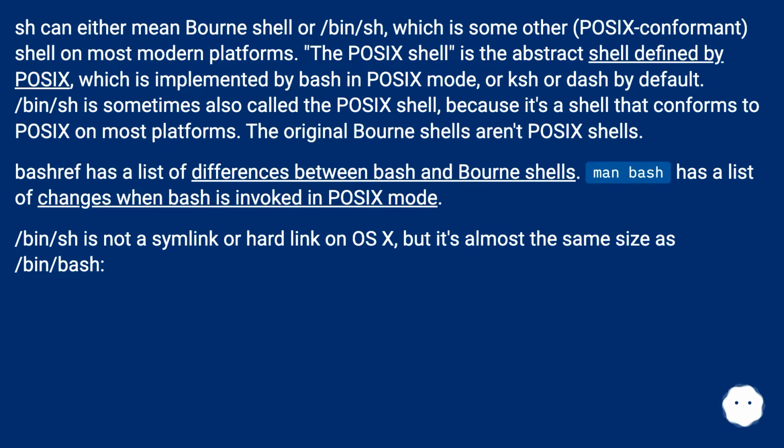Bashref has a list of differences between bash and Bourne shells. Man bash has a list of changes when bash is invoked in POSIX mode. /bin/sh is not a symlink or hard link on OS X, but it's almost the same size as /bin/bash.